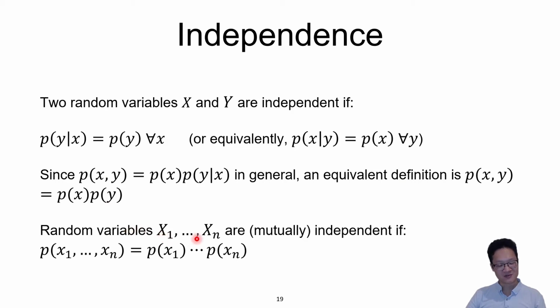If you have n variables which are all independent from each other, so mutually independent, then the joint distribution p of x1 all the way up to xn is equal to p of x1 times p of x2 all the way up to p of xn. We have to be a bit careful here, so mutually independent is important. Sometimes every pair of variables could be independent, but three variables together may not be independent. So that would not be mutually independent.